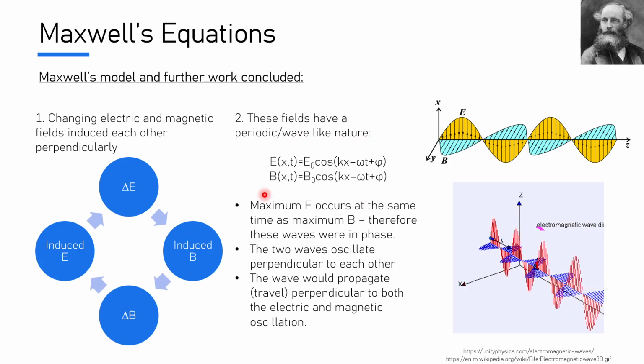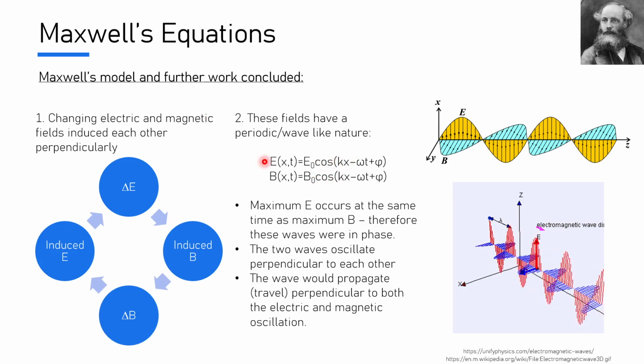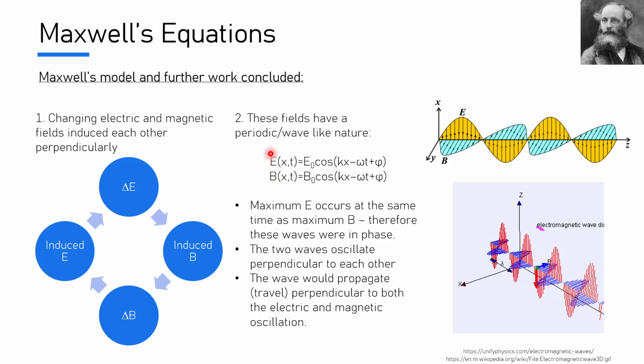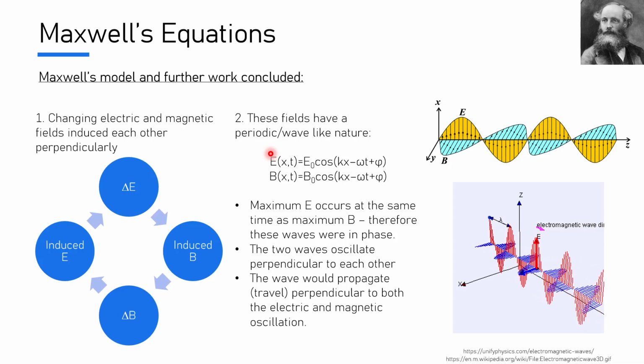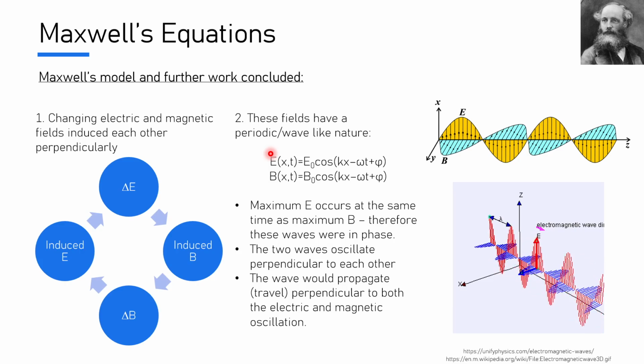Furthermore, by taking his equations, he was able to demonstrate that these fields have a periodic or wave-like nature, and it's got to do with this cos element of both of the equations for electricity and magnetism. As we've seen previously, when we're looking at graphing cos, we see that there is this progressive increase and decrease pattern or nature to any function that includes cos.